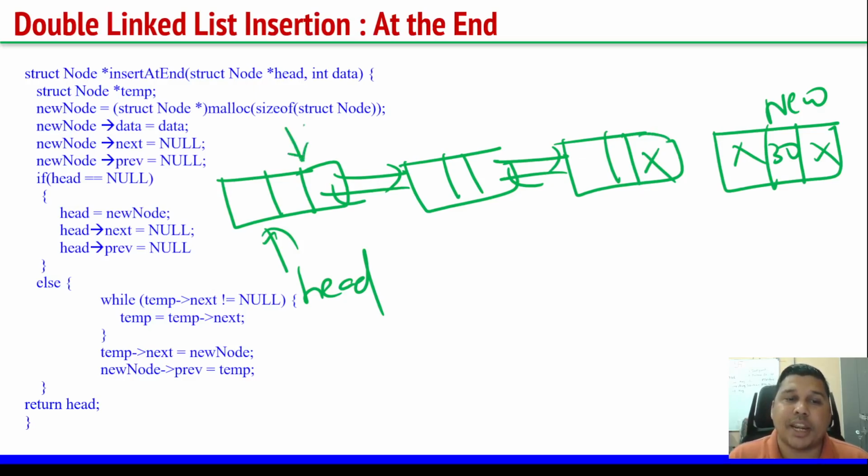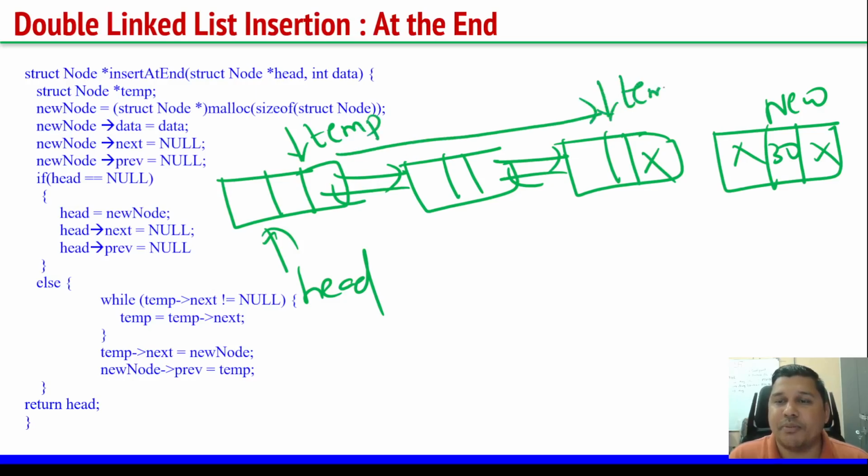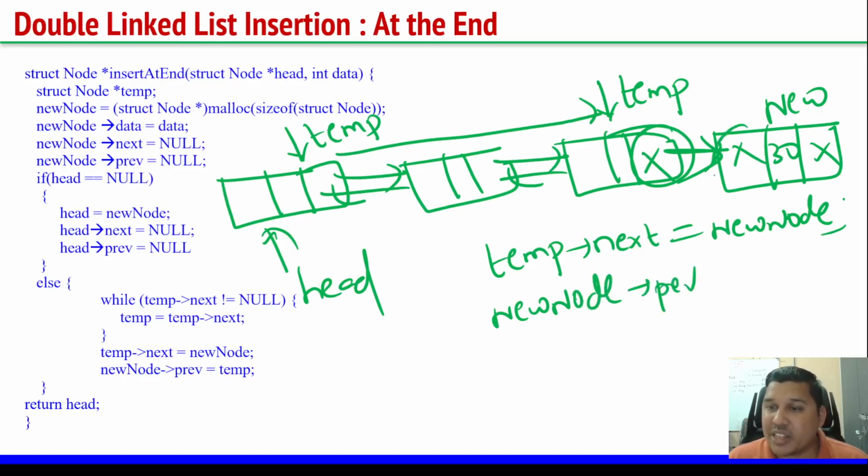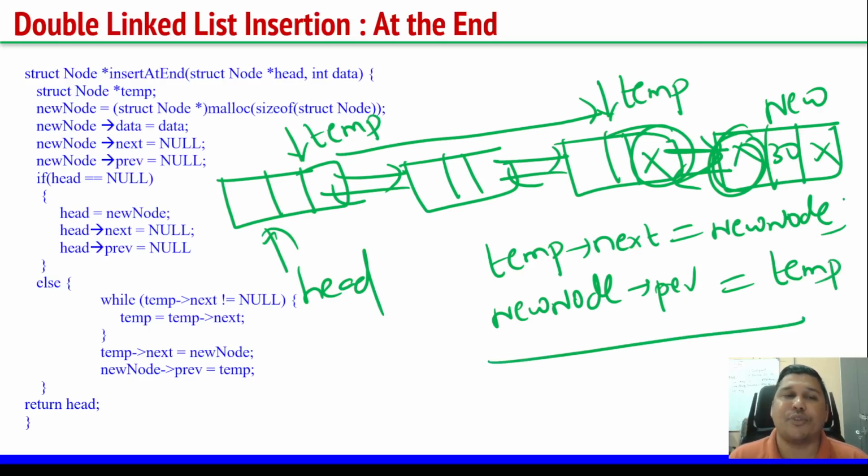So, I will create a temporary pointer temp, I will traverse the entire list, reach here, this is my temp. Once I reach here, temp's next, which box? This box should point to new node. One link is created. Next, new node's previous, this box should point to temp. That's it. These two commands, the link is formed. We are adding the element at the end.